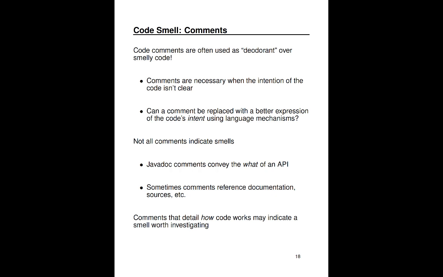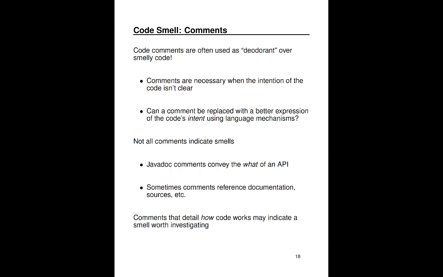Now, comments. We all use comments. We all learned about comments, and it's probably one of the first things that we saw in our initial computer science courses. However, as code bases grow big, and as software developers mature, we found that code comments are often, well, what Martin Fowler calls deodorant over the smelly code. Comments are only necessary when the intention of the code that they document isn't clear. And so this is the challenge that's faced by the software developer. Is there something that I can change in the code to make that intent more clear in just code, without having to write English to explain it?